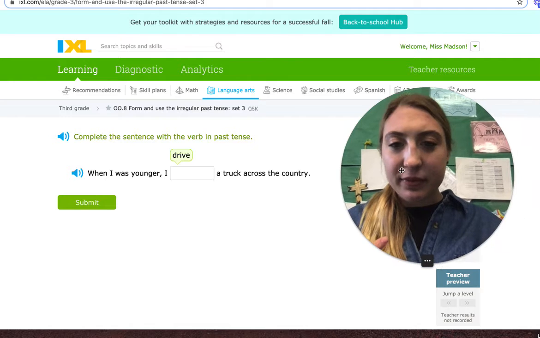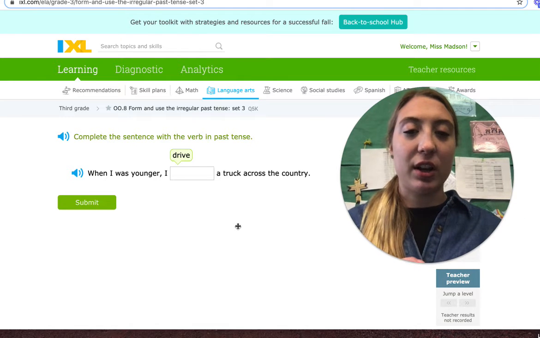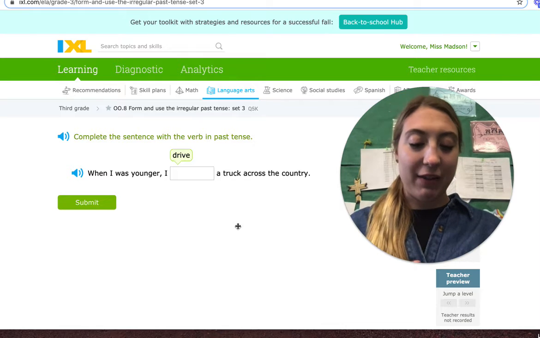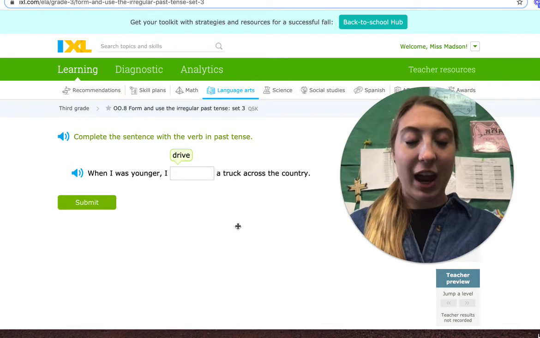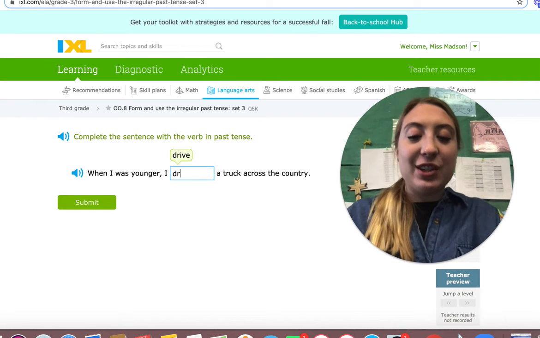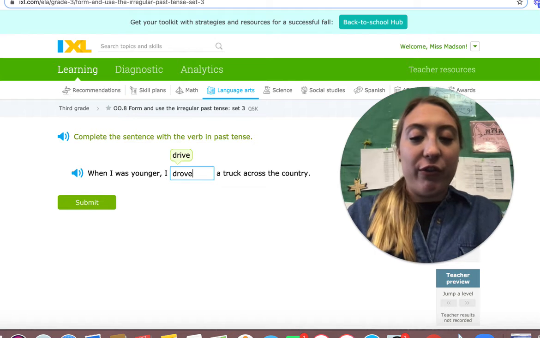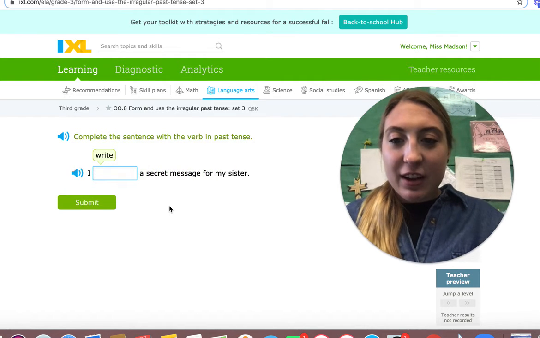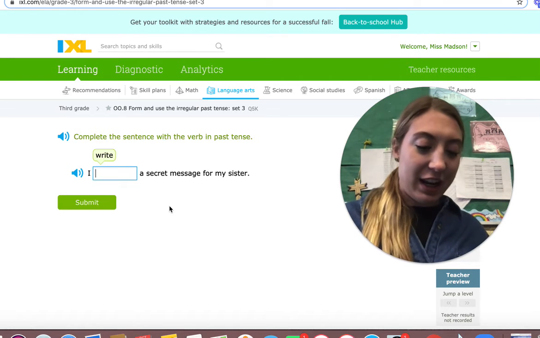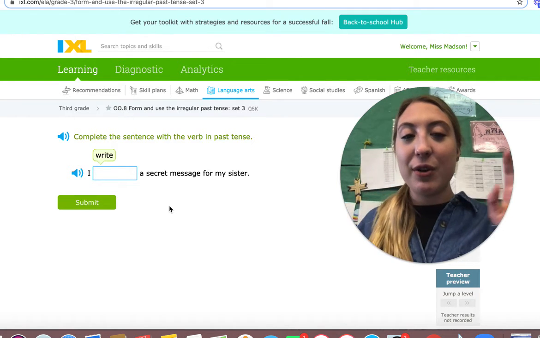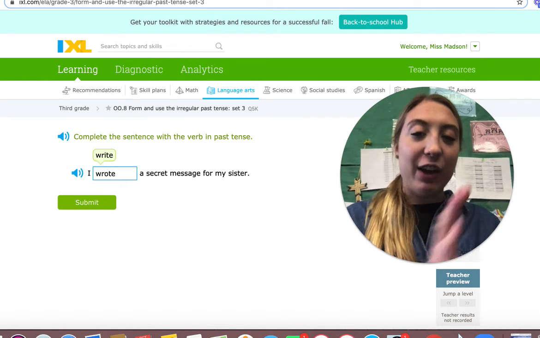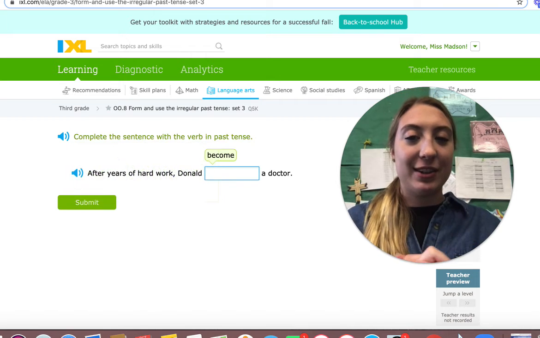When I was younger, I drive a truck across the country, but we're talking about past tense. So if I want to say that I drive in the past, if you remember, I drove. So I'm changing the I to an O, drove. I write a secret message for my sister, but if I've already done it, I'm going to change write to, do you remember, it is wrote. I wrote a secret message to my sister.